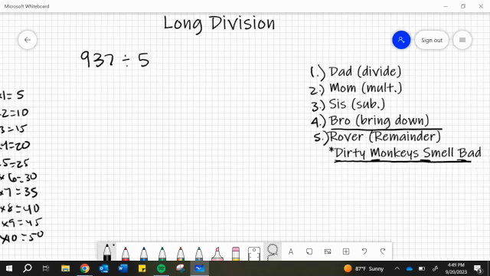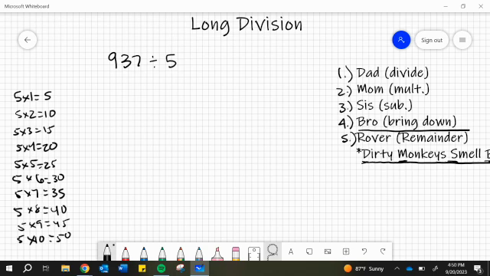Another acronym that works is dirty monkeys smell bad. D for dad or divide, M for multiply, S for subtract, and B for bring down, right? Smell bad. Rover we'll talk about at the end. If we have any leftover remainders, I'll show you how to do that.